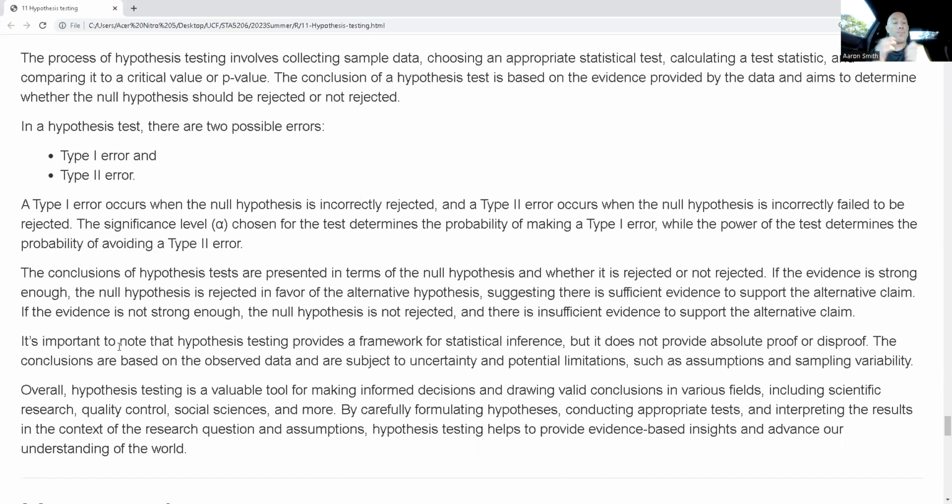Overall, hypothesis testing is a valuable tool for making informed decisions and drawing valid conclusions in various fields, including scientific research, quality control, social sciences, and more. By carefully formulating hypotheses, conducting appropriate tests, and interpreting the results in the context of the research question and assumptions, hypothesis testing helps to provide evidence-based insights for our advance of understanding in the world.